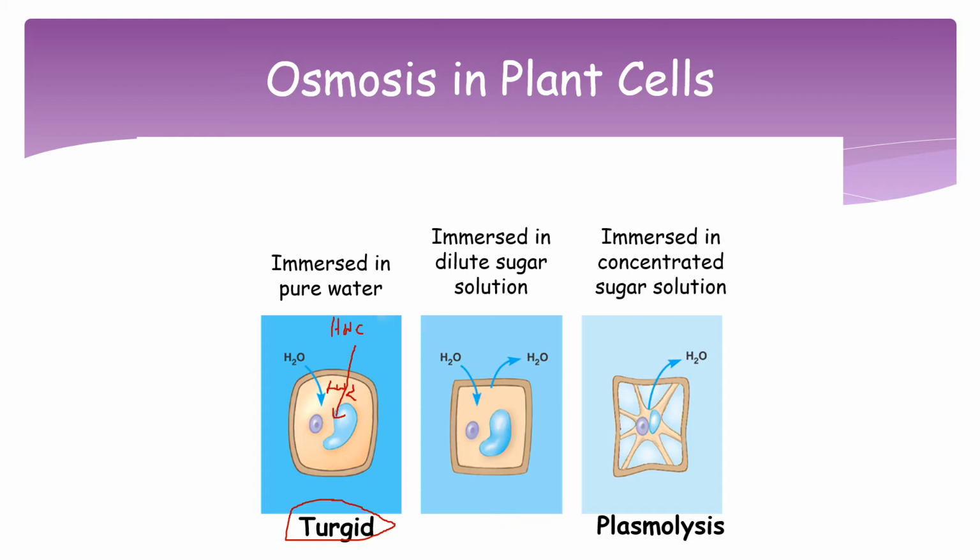Now, if you put a plant cell in a dilute sugar solution, which is equal to the sugar solution in the cell, then there's going to be no net movement of water because the water is going to move in at the same rate as it moves out, so the plant cell will not change in appearance.